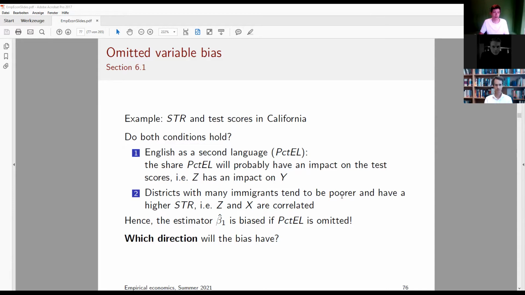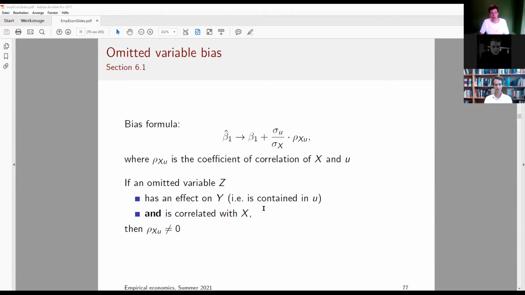The question that arises now is, in which direction might that estimator be biased? So is our estimator, you remember we had it roughly minus 2.3, is that estimator too large? And too large here means in absolute value. So is the correct value maybe minus 1 or only minus 0.5? Or is that estimator too small and actually the effect is much stronger than the one we estimated? And to that end, it helps to look at a little formula, at the formula for our bias.